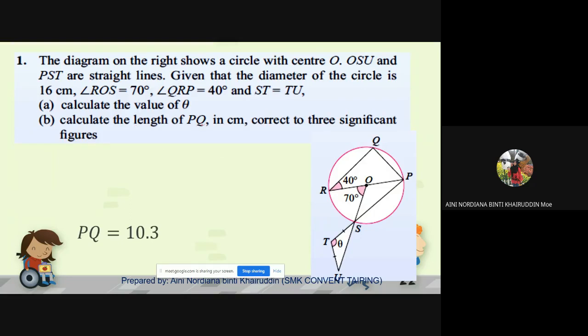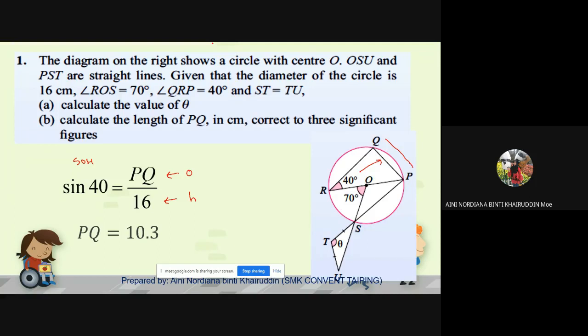B, calculate the length of PQ in cm, correct to 3 significant figures. So PQ is here. So you can use sine 40. So sine is SOH, so this is opposite, this is hypotenuse. Opposite of 40 degrees is PQ. Hypotenuse is 16, given in the question.